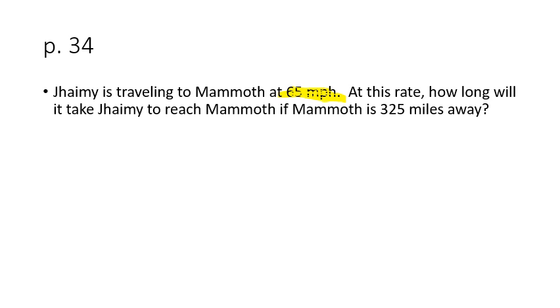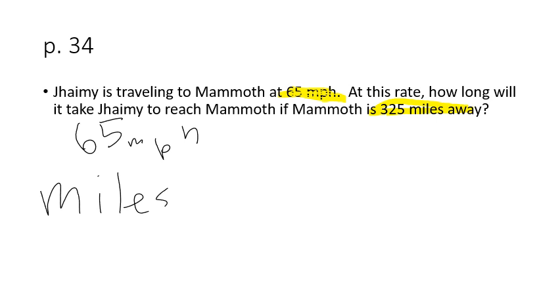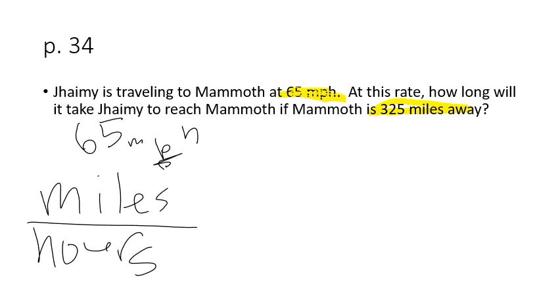At this rate, how long will it take Jamie to reach Mammoth if Mammoth is 325 miles away? So the thing about this is this kind of involves unit rates. So let's break it down. When we say 65 miles per hour, we're comparing miles and hours. And per, the P for per means 1. So 65 miles per hour means 65 miles in 1 hour. So that's my original ratio. And that equals our other ratio.